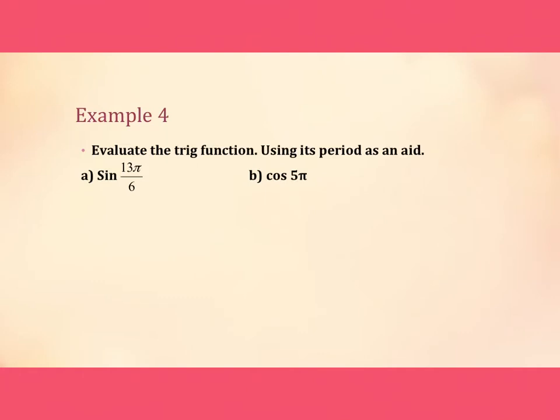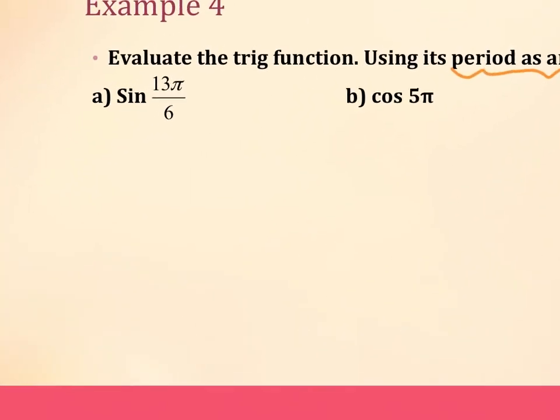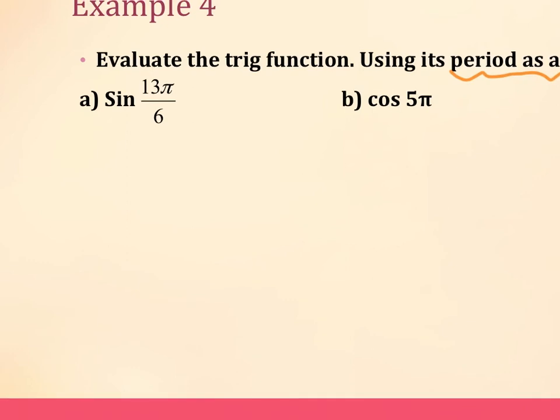All right, so example 4 says evaluate the trig function using its period as its aid. Usually when it says that, it means it's bigger than 2 pi. So 13 pi over 6 is obviously bigger than 2 pi. In mixed number format, what is 13 pi over 6? 2 and 1 pi over 6, right? So 2 takes me all the way around my circle. 1 pi over 6 past it stops at where pi over 6 is, and that coordinate point is root 3 over 2 and 1/2. The sign there would be what? 1/2.